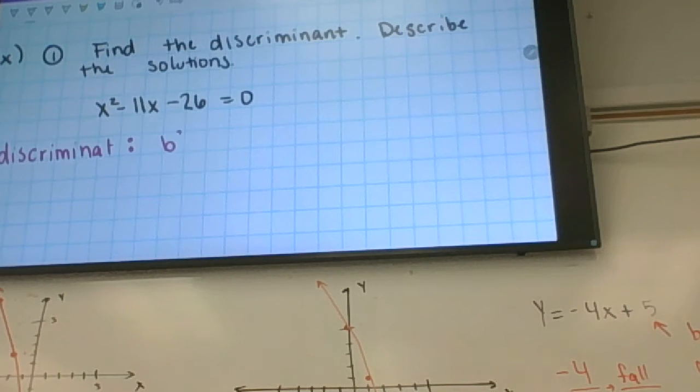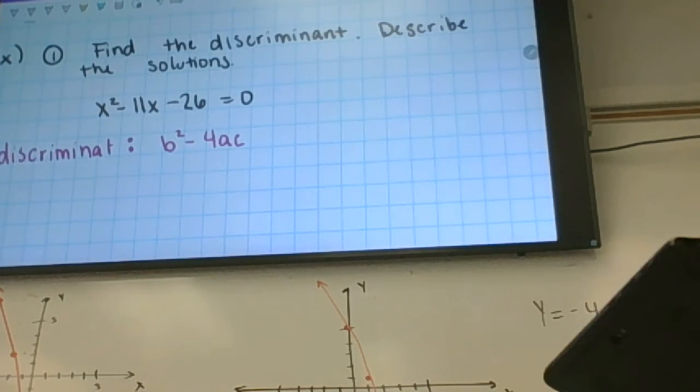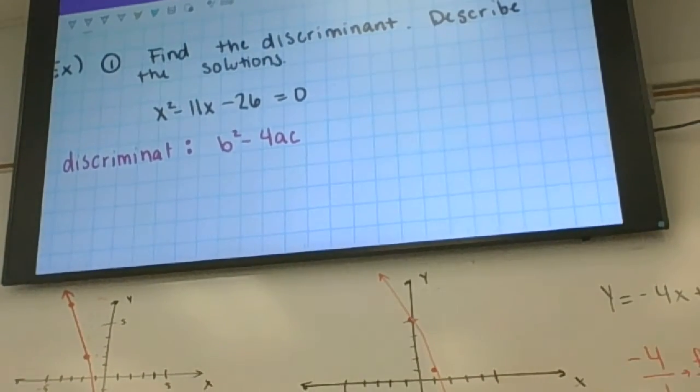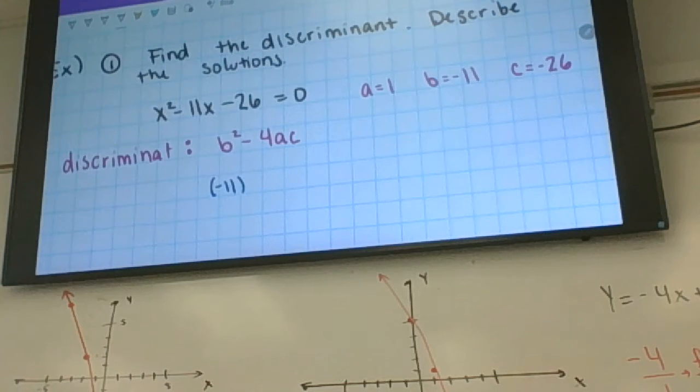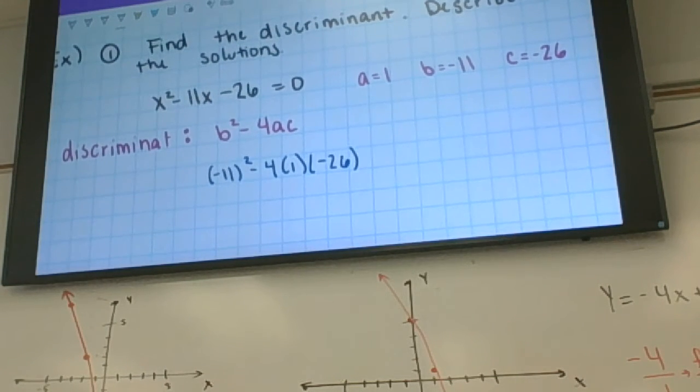The discriminant is b squared minus 4ac, which is the bit under the radical bar. So a is 1, b is negative 11, and c is negative 26. So we're gonna calculate it. Negative 11 squared, minus 4 times 1 times negative 26. It's kind of the hardest part of the formula, isn't it? The discriminant.